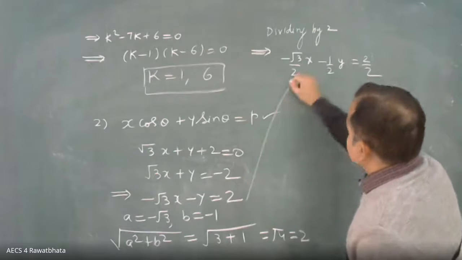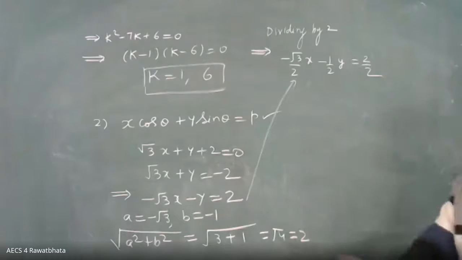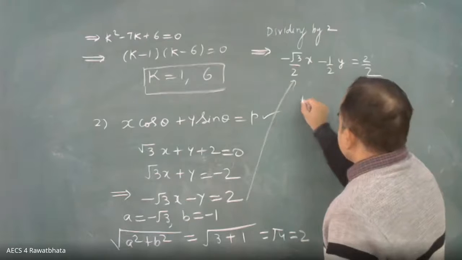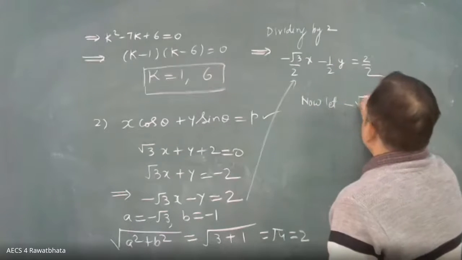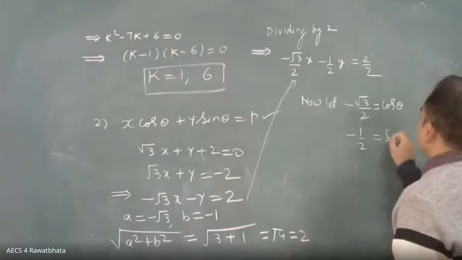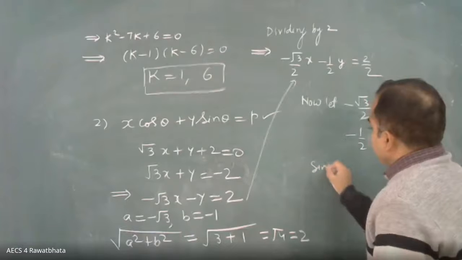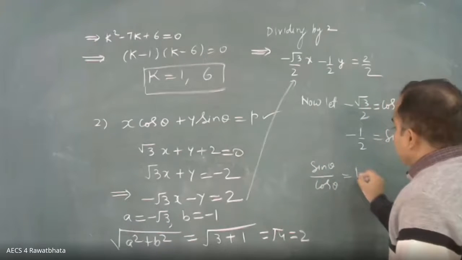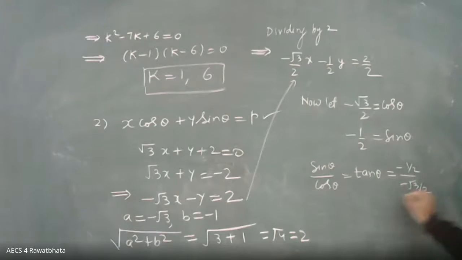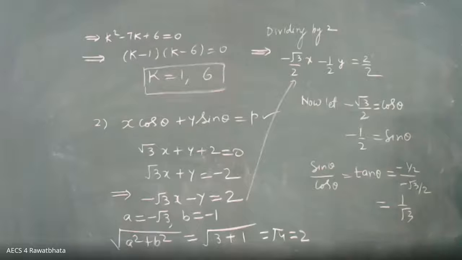Are you following, students? This equation we have divided by 2, both the sides. And now x multiplier, whatever it is, you declare it as cos theta. So let minus root 3 by 2 be cos theta and minus 1 by 2 be sin theta. Let us divide them, and this will give you tan theta. Tan theta becomes minus half upon minus root 3 by 2, so 1 upon root 3. I have to get theta, and note in which quadrant your theta should be?